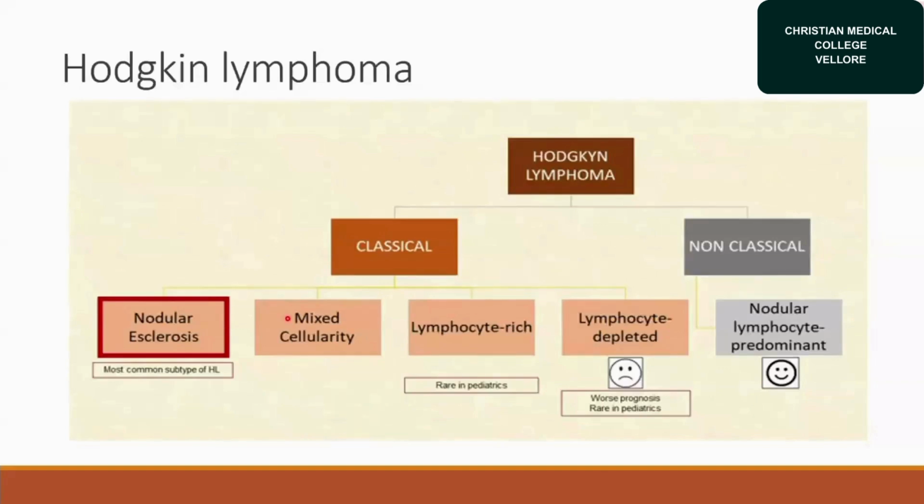And then comes mixed cellularity, which again has good prognosis. Lymphocyte rich is quite rare in pediatrics. However, if we have lymphocyte depleted type of Hodgkin lymphoma, this is associated with poor prognosis. The other subtype which comes under Hodgkin is the non-classical or the nodular lymphocyte predominant, which is associated with excellent outcomes.